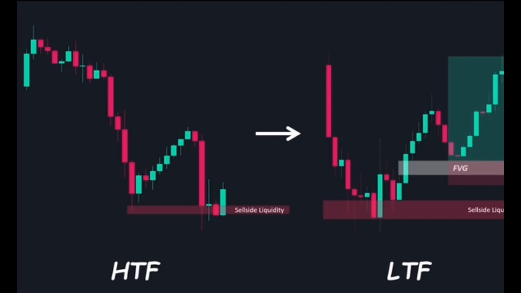Enter a long trade from the gap, place your stop loss below the sweep low, and target the next buy-side liquidity level. This simple process helps you trade with smart money, not against it.